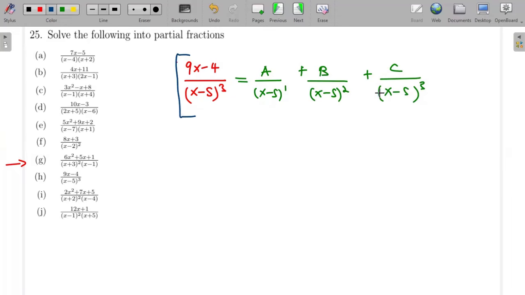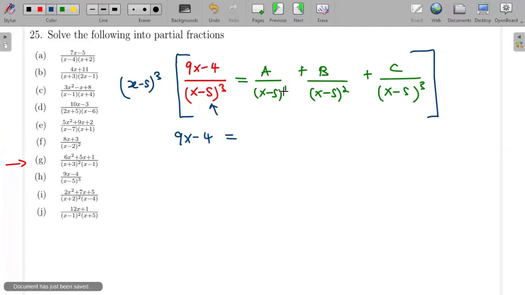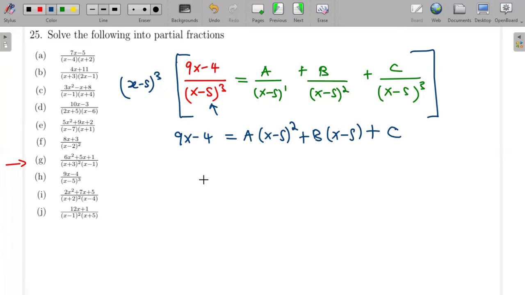Now from here, I'm going to multiply throughout by the denominator that I have on my left, so (x - 5)^3. Here I'm going to get 9x - 4 equals, when I multiply this with a/(x - 5), one of the (x - 5) cancels out, so I remain with a(x - 5)^2. If I multiply with b/(x - 5)^2, two of the (x - 5) cancel out, so I remain with b(x - 5), and then plus, for the last term, the (x - 5)^3 cancels out, so I just have c remaining.